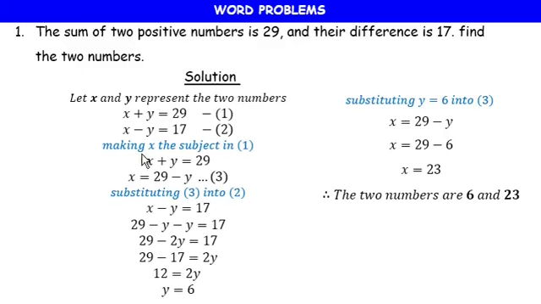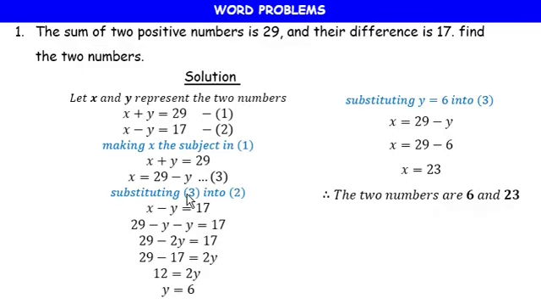Okay, so let's make x the subject in equation 1. So we have x plus y is equal to 29. So we are going to move this y to the right side so that it becomes negative. So it becomes x is equal to 29 minus y. That becomes our equation 3.